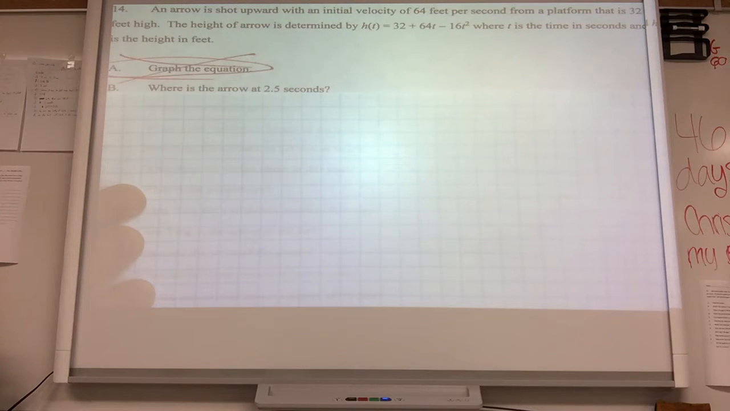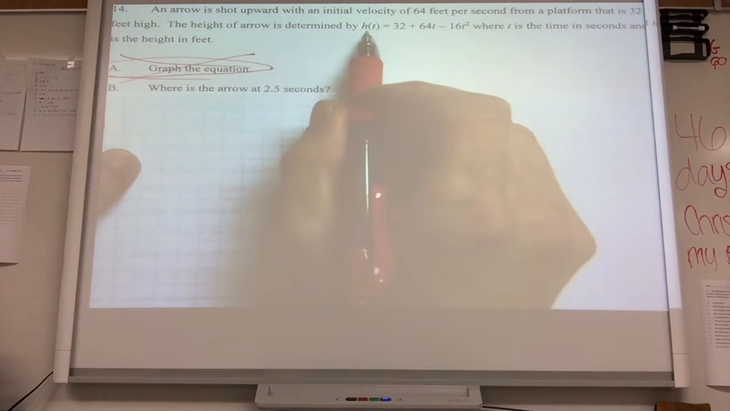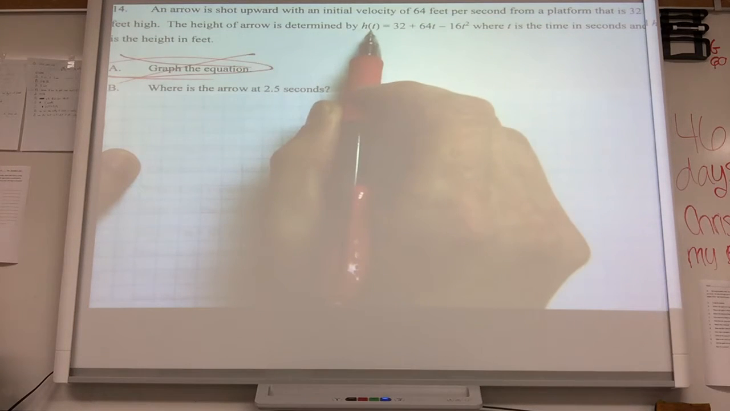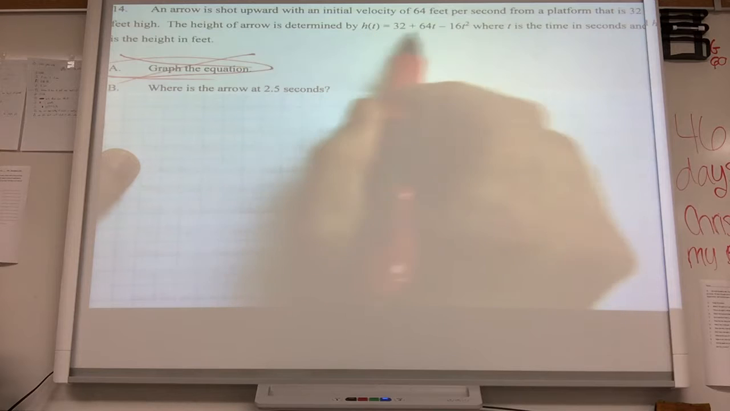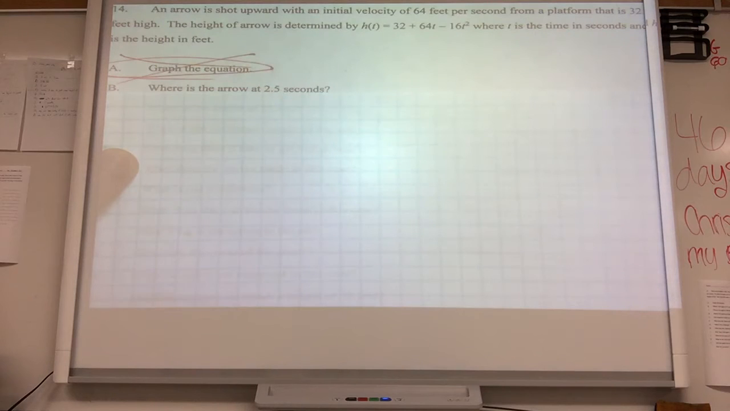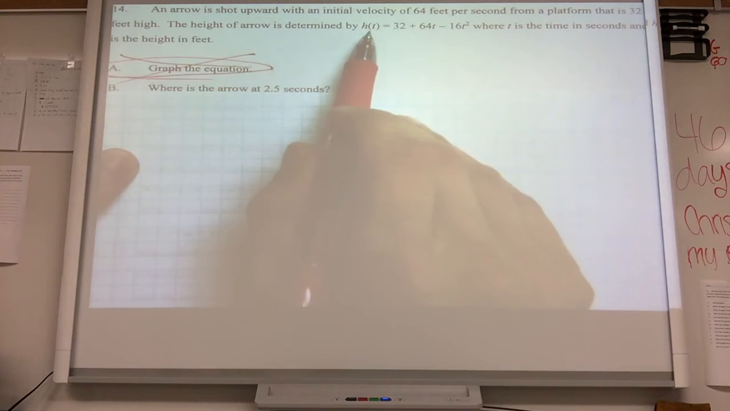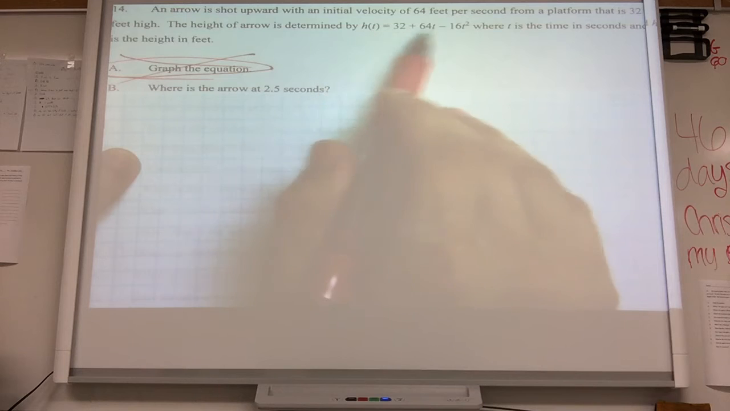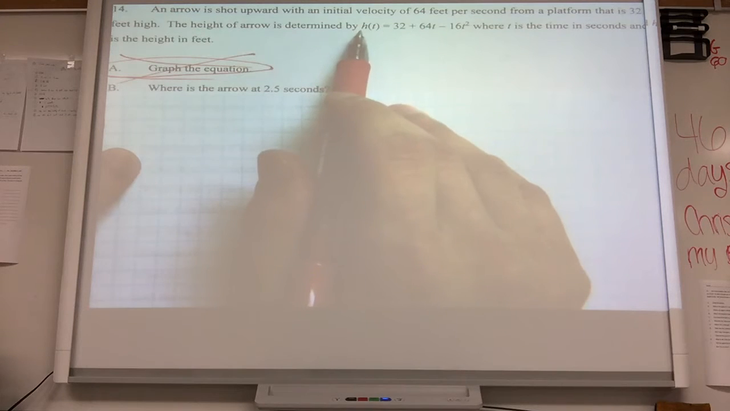So it says, an arrow is shot upward with an initial velocity of 64 feet per second from a platform that is 32 feet high. The height of the arrow is determined by h of t equals 32 plus 64t minus 16t squared, where t is the time in seconds and h is the height in feet. So it's important to realize that this is simply an equation comparing the height, which is this h of t, given the time, which is this t variable right here. And you'll notice that every single question that's possible that they ask is based on the idea that they're giving us some piece of information about height or time, and we're using it to figure out whatever they're asking.